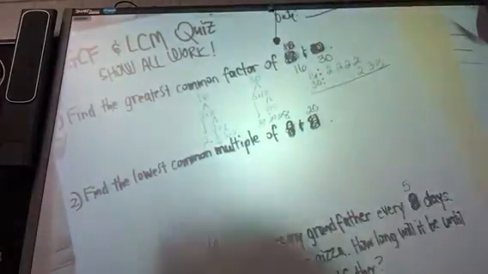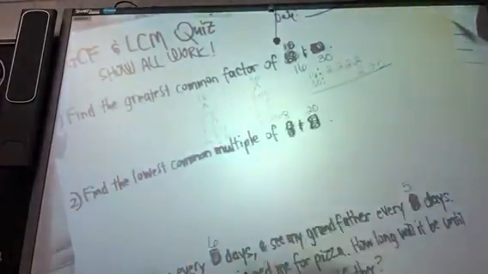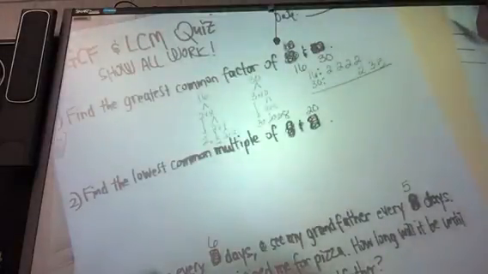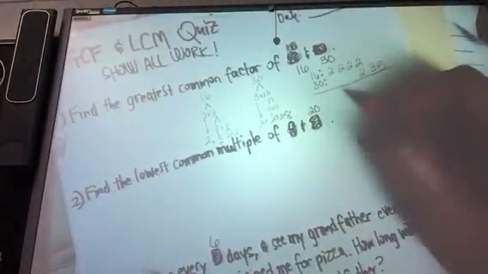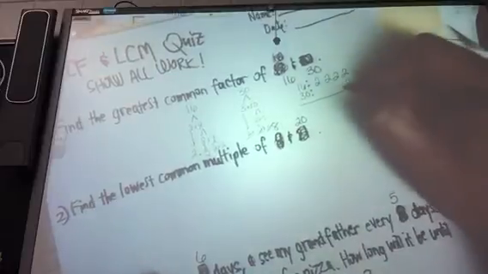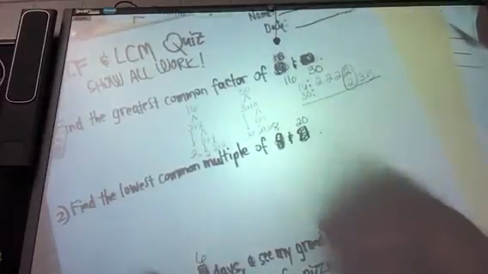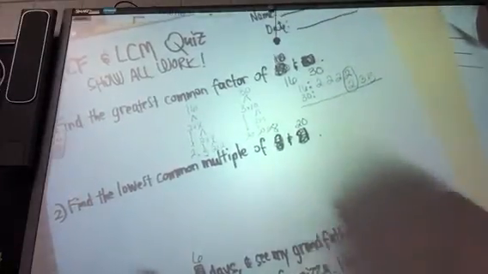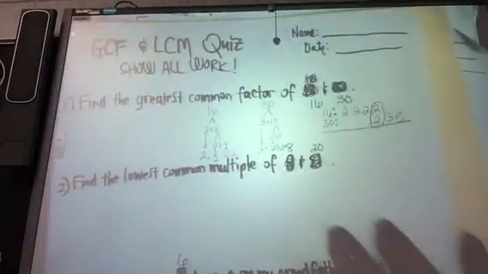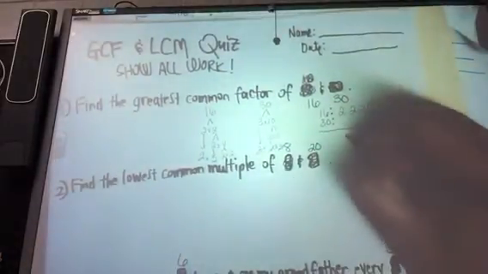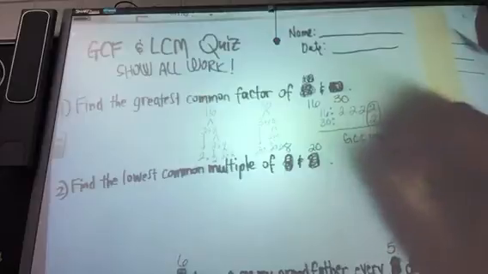All right, for greatest common factor, we look for pairs. I have a pair of 2s. I don't have any other pairs, so my greatest common factor for this problem is 2.